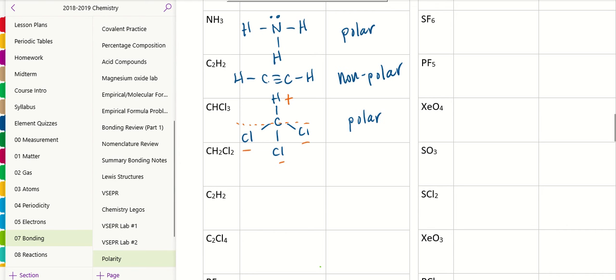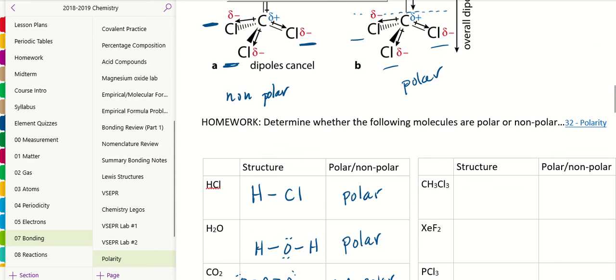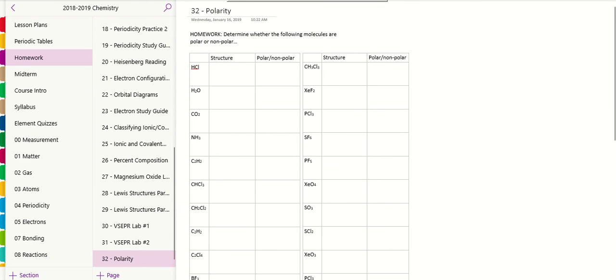Now, all of these are homework 32. All these examples are homework 32. So I have it right here in your notes, but you can click over to homework 32 and you can actually put all of this in your homework notebook and complete this homework assignment.